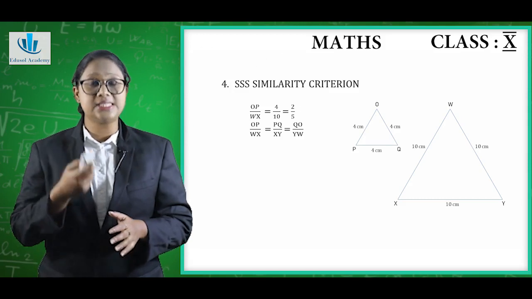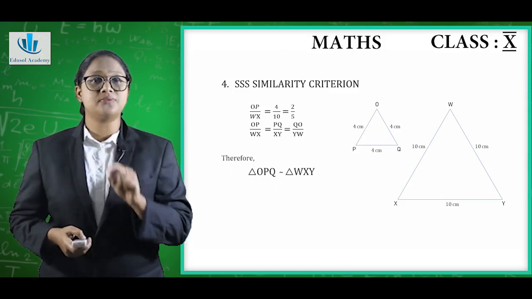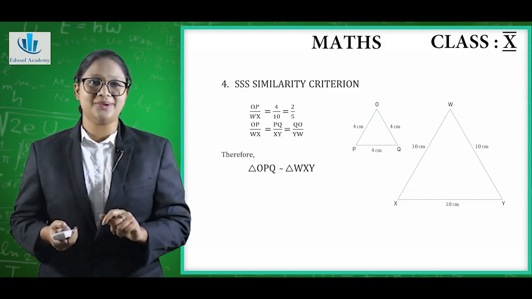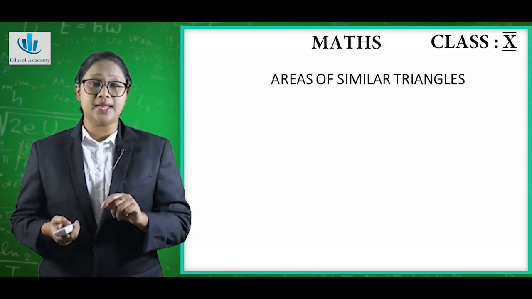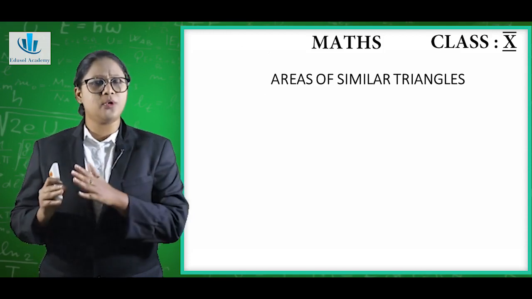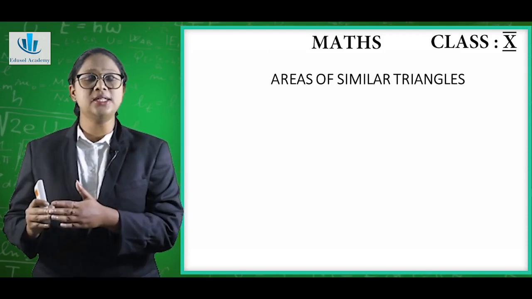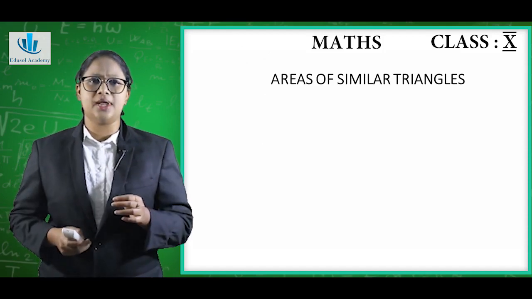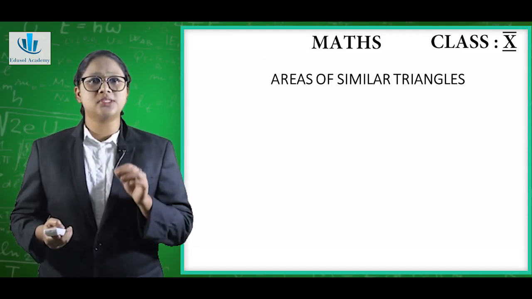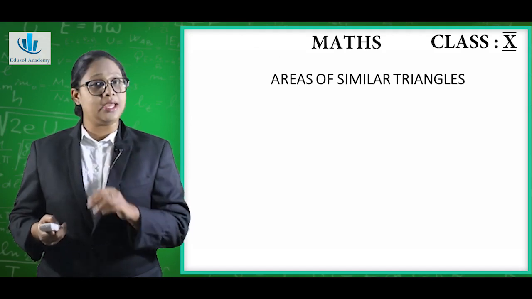So by SSS similarity criterion, in this figure the triangles are similar. That's all about the various criteria for similarity, and we are done with proving similarity in triangles. Once we know that triangles are similar, there is a theorem we can apply. That theorem is called areas of similar triangles.